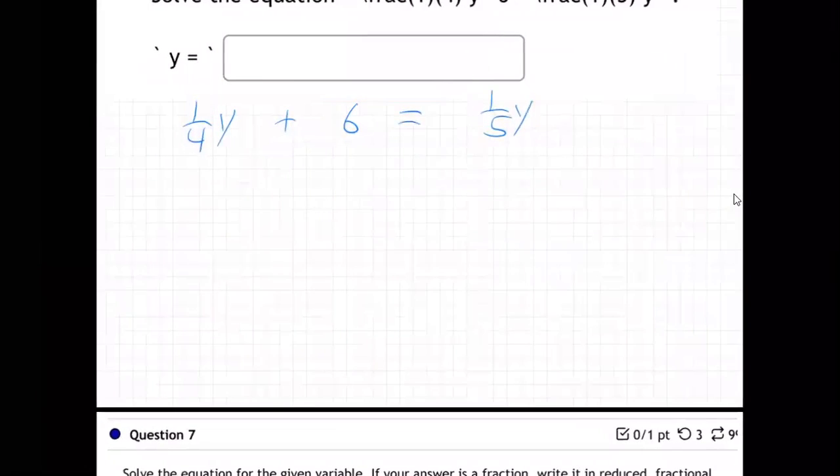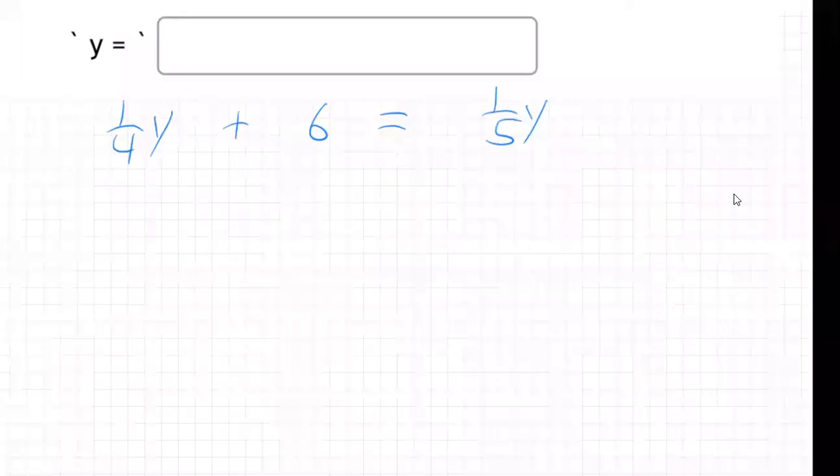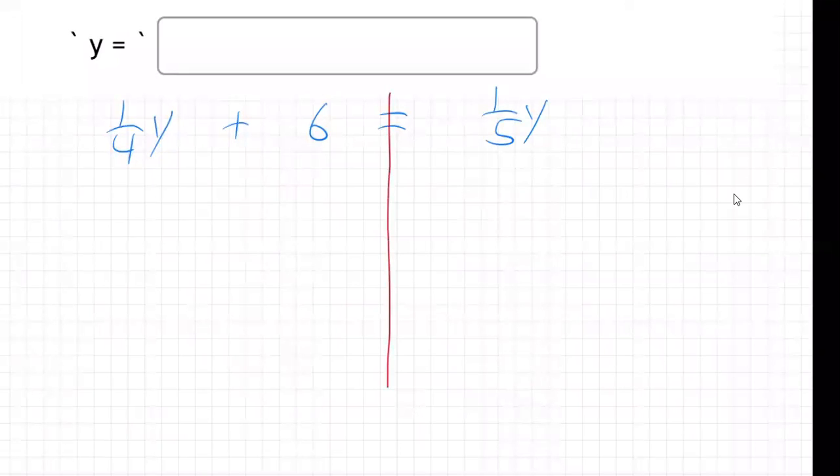Okay, so we're solving for y. Let me put in the barrier right in the center here. Here we go. So we have a left side and a right side. We're trying to get y alone. So first order of business, like always, fractions. So we got to get rid of those.